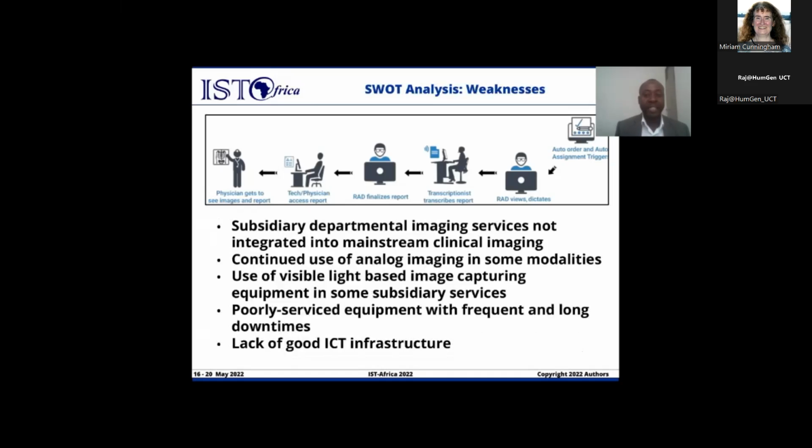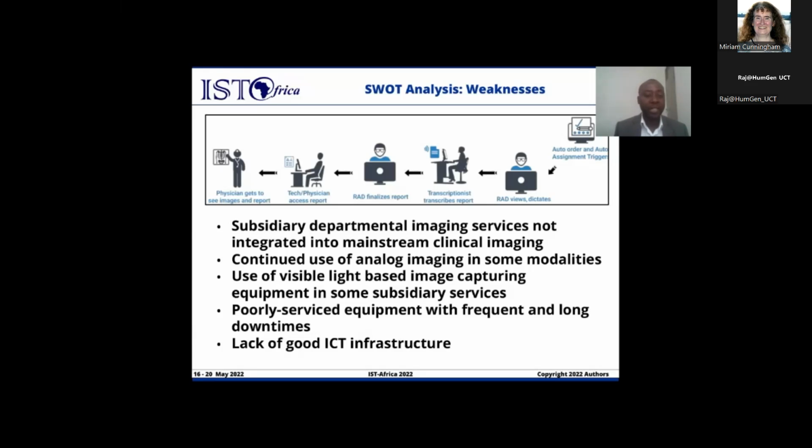Weaknesses. We noted that currently the different departments that encompass some form of clinical imaging are still operating independently and not integrated into the mainstream radiological imaging. We noted that there is continued use of old analog imaging systems that are not compatible with the DICOM format. We noted that there are variations in terms of the type of images that are acquired, including images that are acquired using light capturing devices.